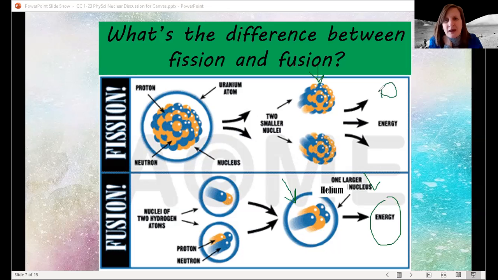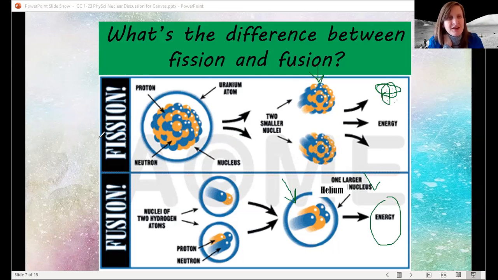Let's see if I can draw that radioactive little symbol. That's probably not it, but hey, maybe it gave you a good laugh today. Anyway, so there's some differences.